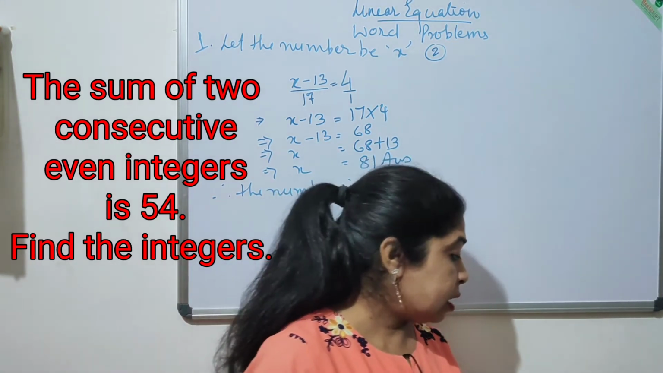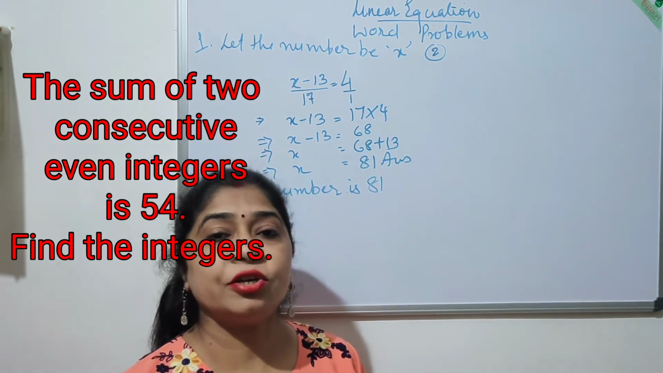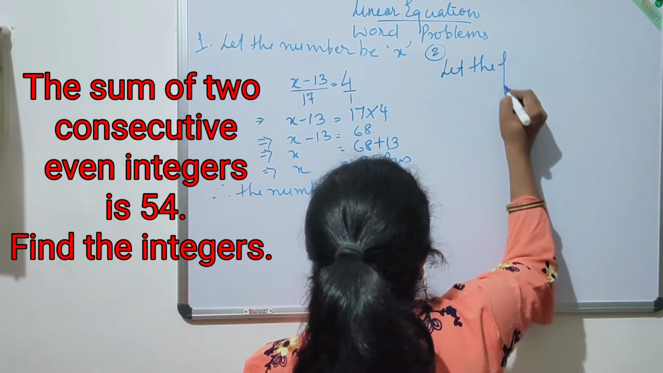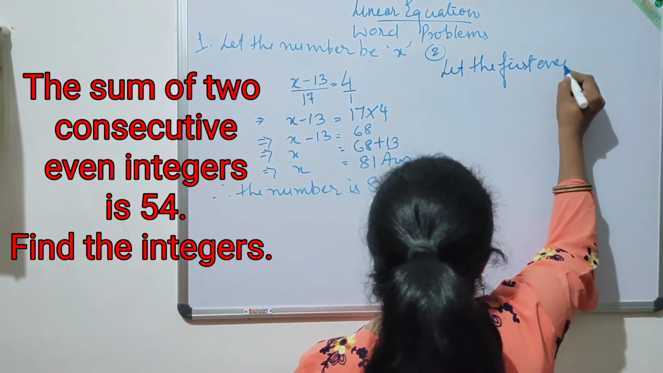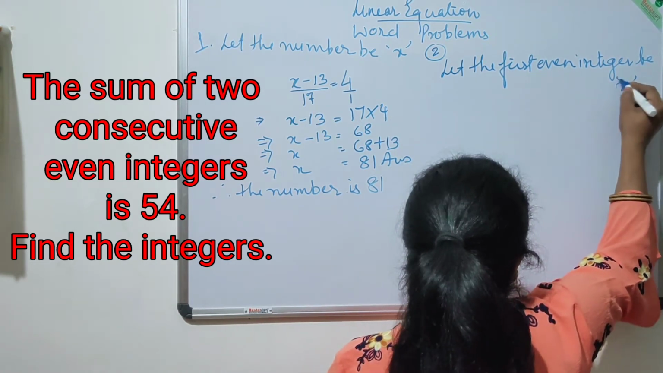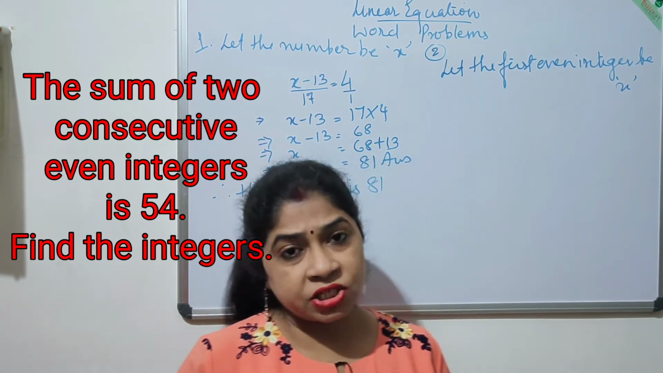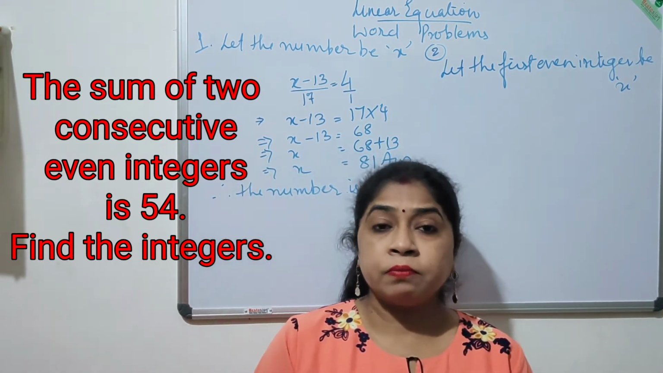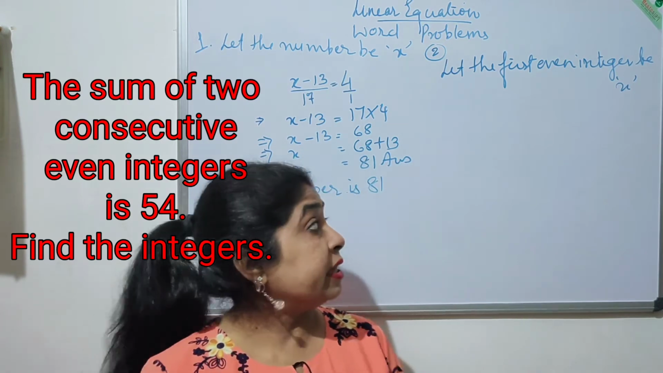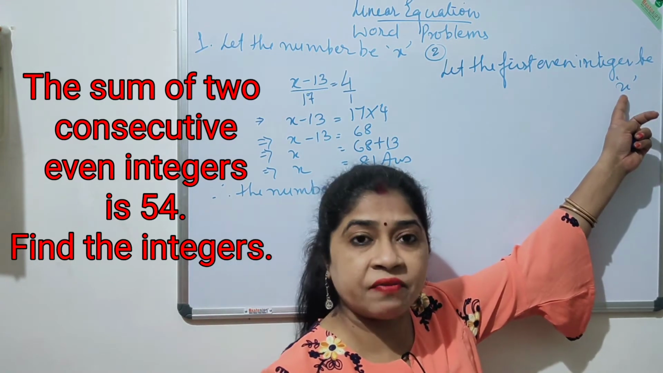Okay, so the sum of two consecutive even integers is 54. Let us take the first integer as x. Let the first even integer be x. Now children, what will be the next even integer? We know that the difference between two even numbers is always 2. So the next even integer will be 2 more than the number that we have taken as x.